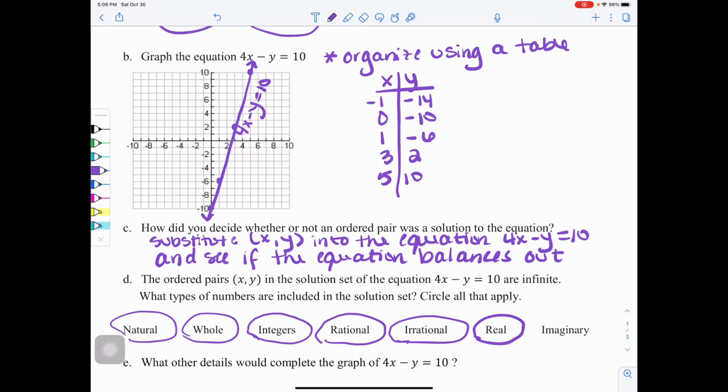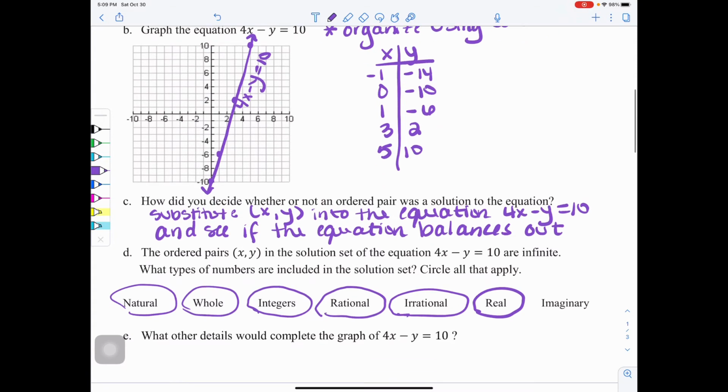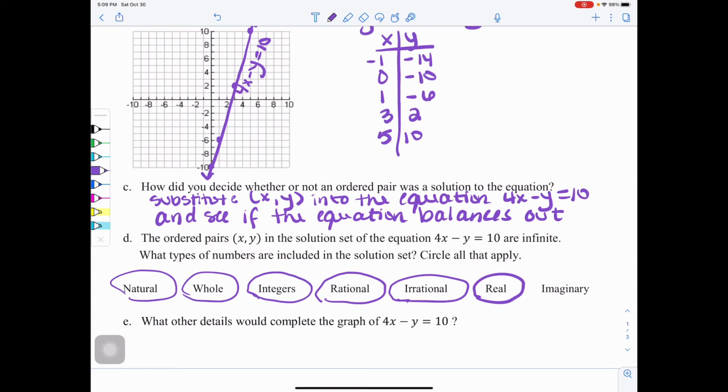So there are an infinite amount of solutions that you can find, which means an infinite amount of combinations that will make this equation true. As you could see from when we created our graph, let's remember what other details we always need to have in order to complete the graph properly. You always want to make sure you connect the points, that we include arrows, since it is a line, and always label with the equation.